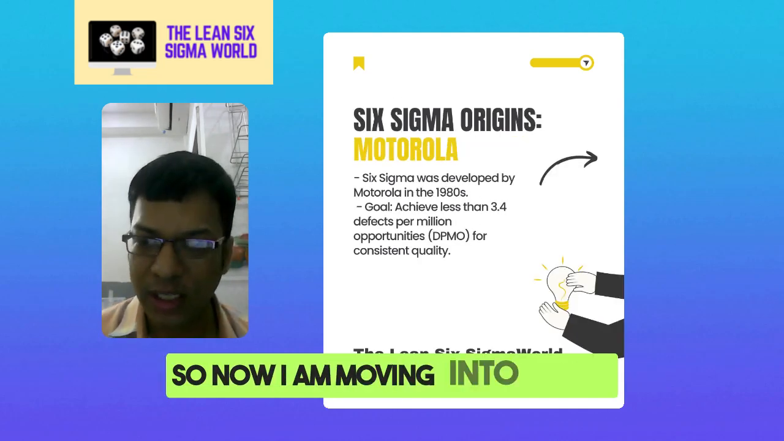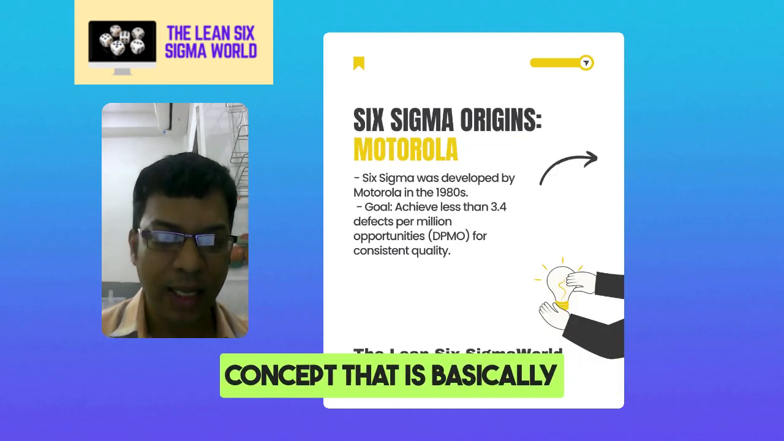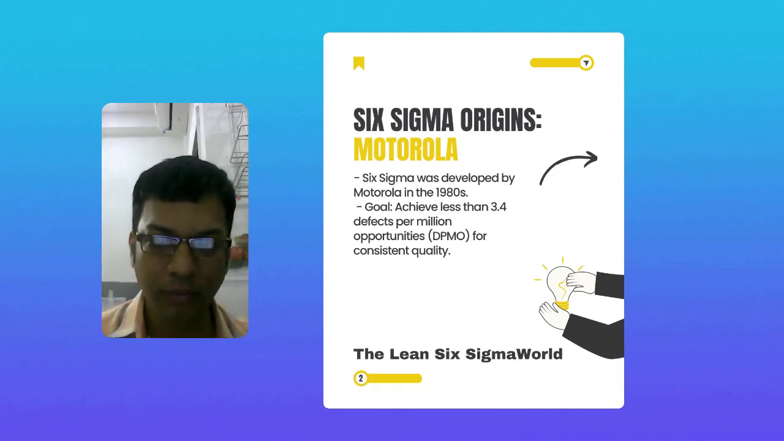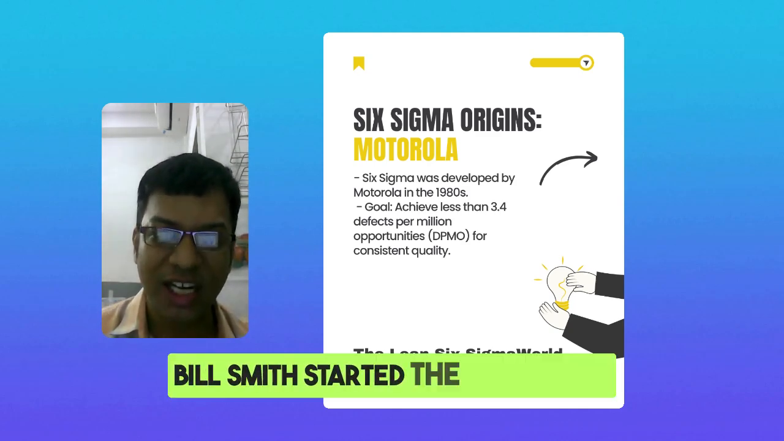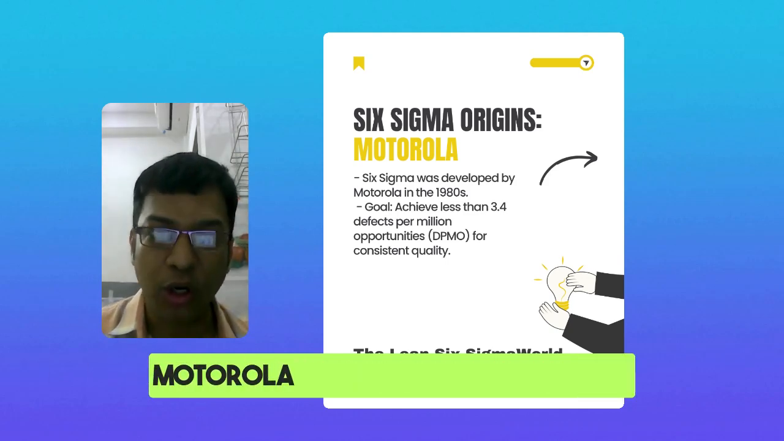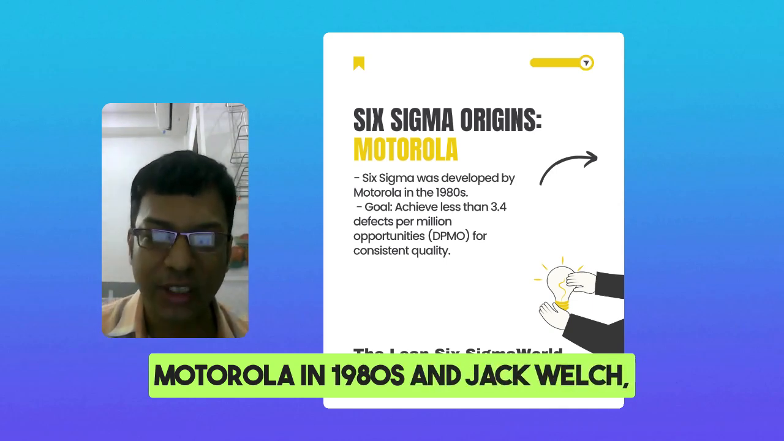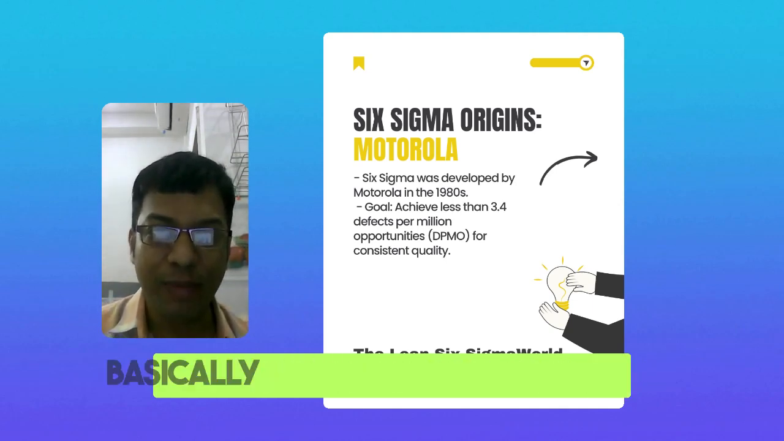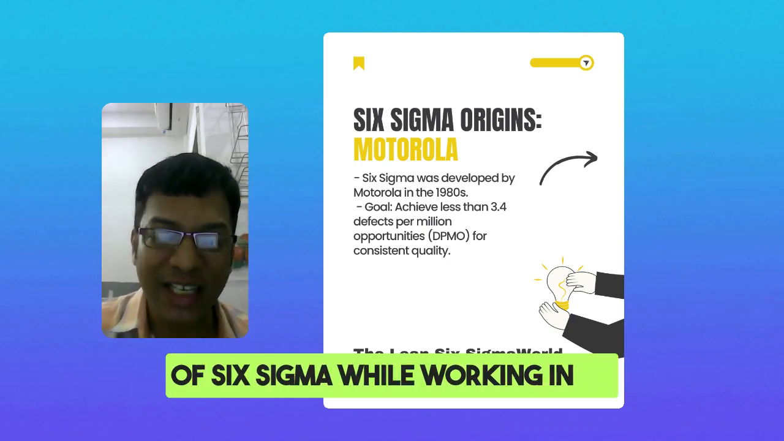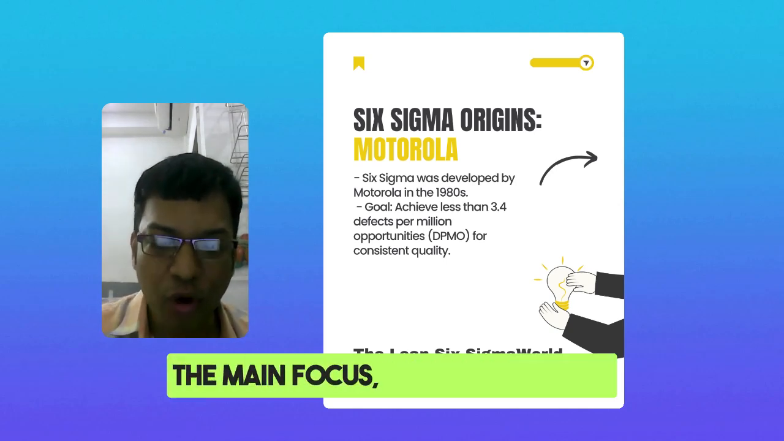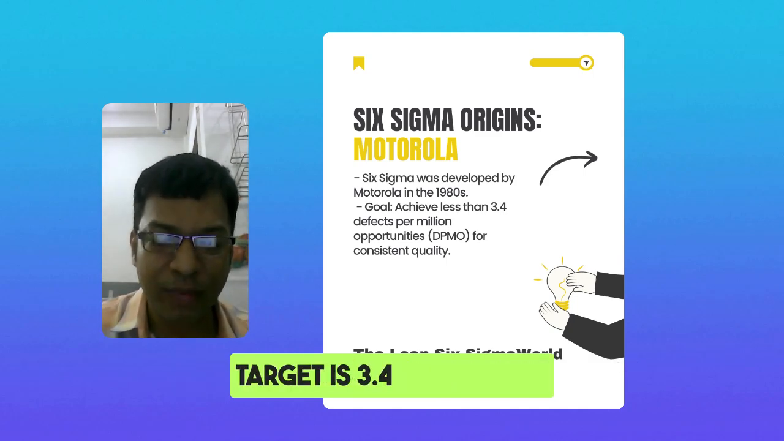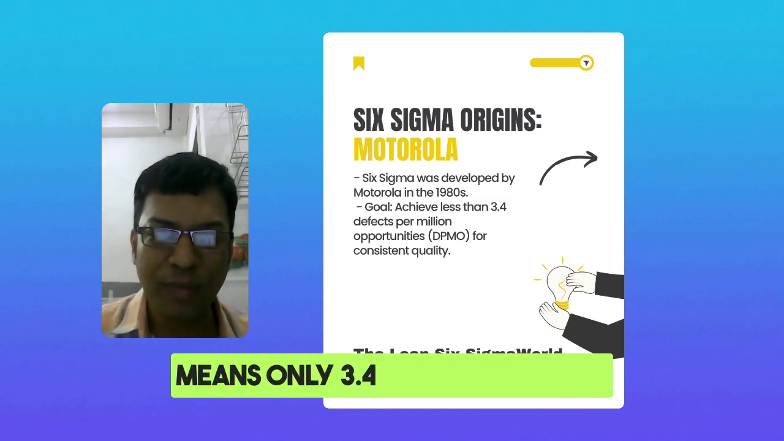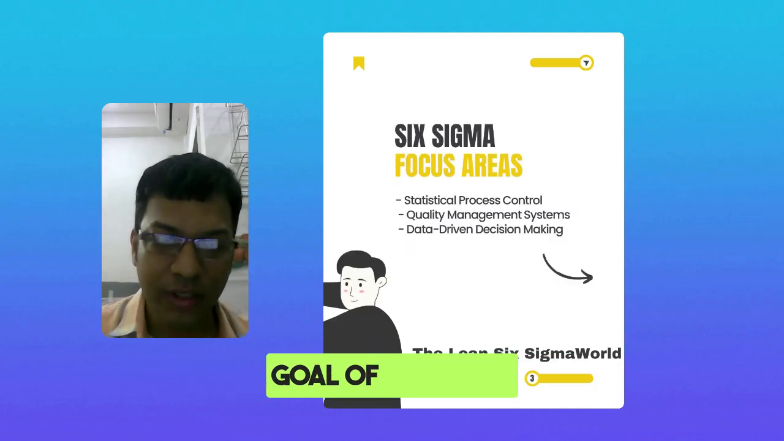So now I am moving into my next concept, that is basically the origin of Six Sigma. The concept of Six Sigma came from USA Motorola. Bill Smith started the concept of Six Sigma while working in Motorola in the 1980s. And Jack Welch, the CEO of GE, he basically popularized the concept of Six Sigma while working in GE in 1995. The main goal of Six Sigma is basically 3.4 defects per million opportunities. Means only 3.4 components can be defective if I'm going to produce 10 lakh components. So that is the main goal of Six Sigma.